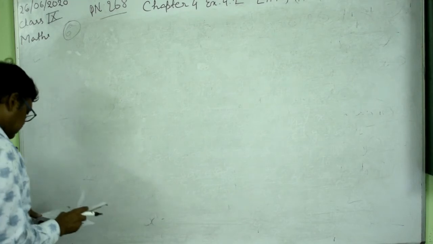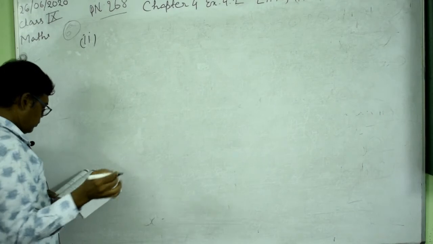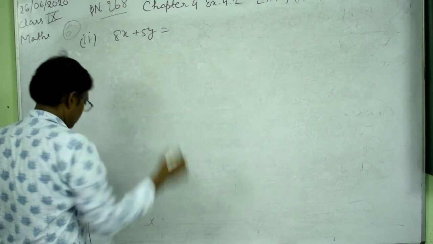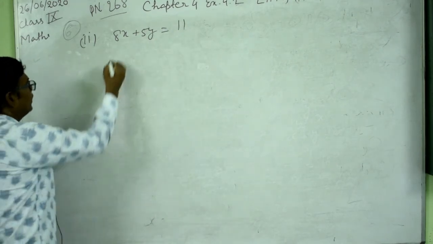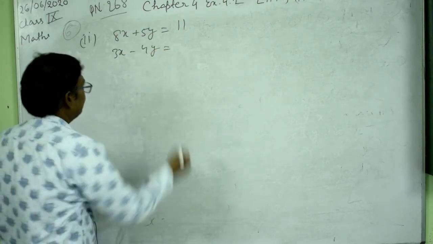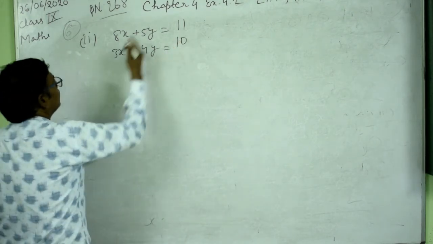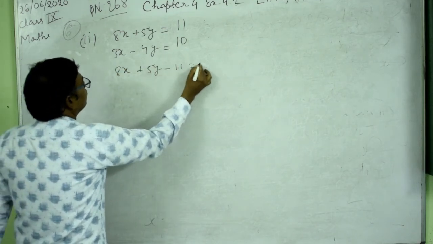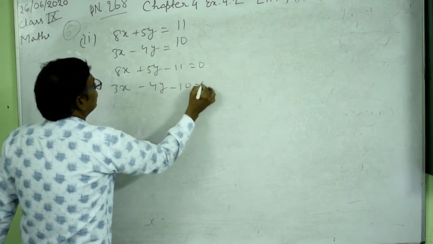Question number 6, number 2. In this you have 8x plus 5y equal to 11, and the other is 3x minus 4y equal to 10. Okay, so now first bring all these terms on the same side: 8x plus 5y minus 11 equal to 0, and 3x minus 4y minus 10 equal to 0.